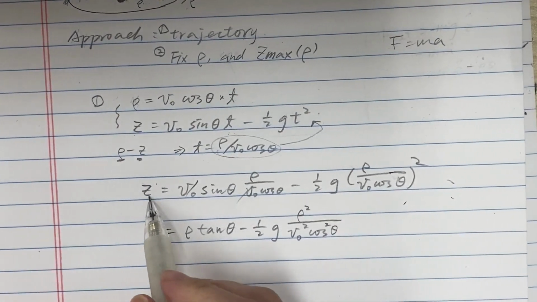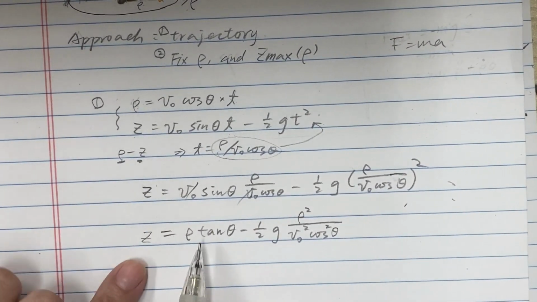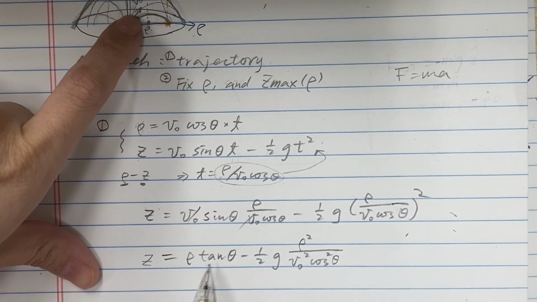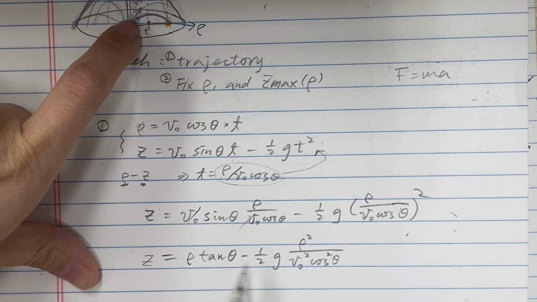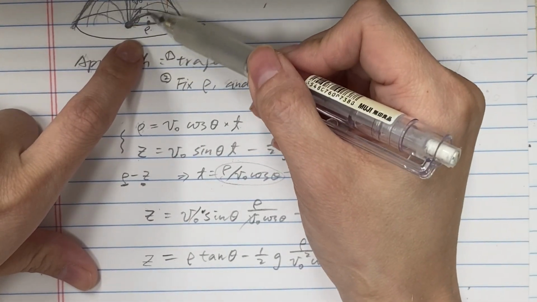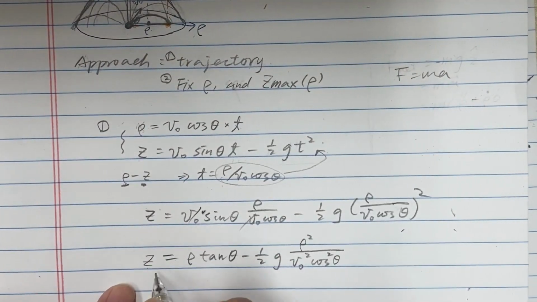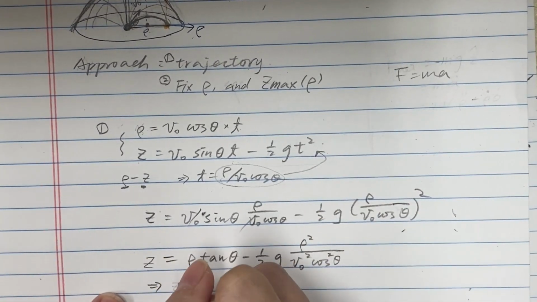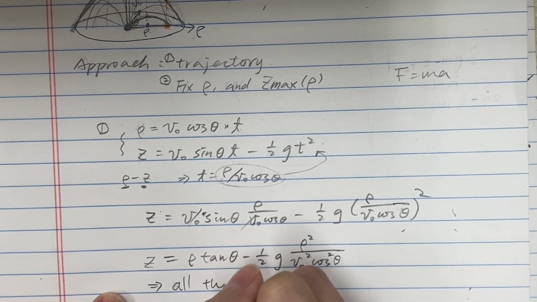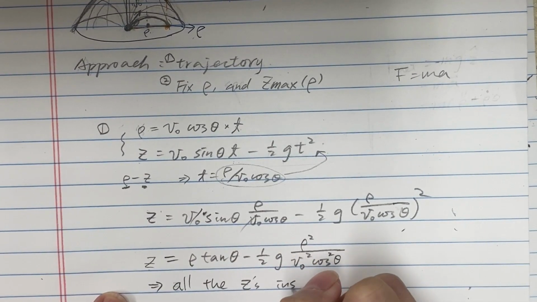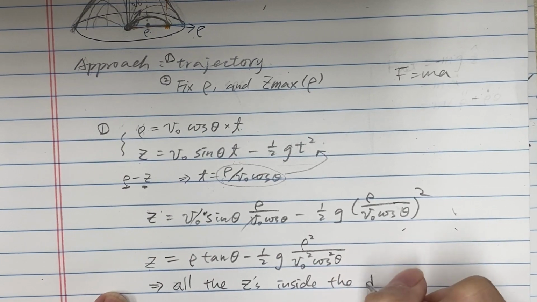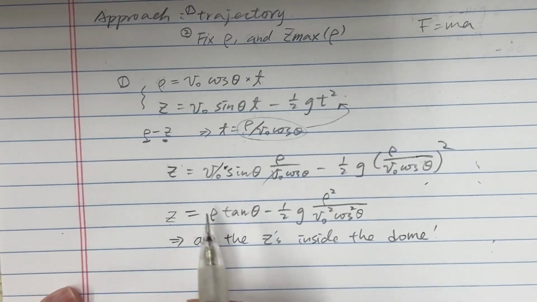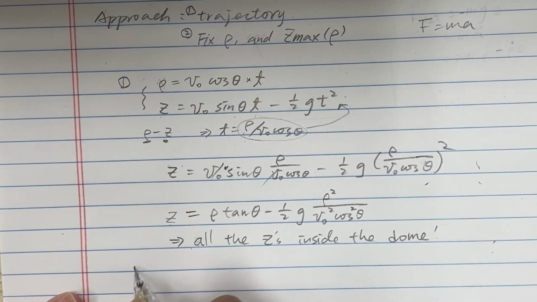All right, cool. So this is the trajectory, and let's look at what it means. It's saying that for a specific rho, a specific angle, and also v0, I can find the corresponding z. So this z is all the z inside this dome. So now we have finished our first goal.